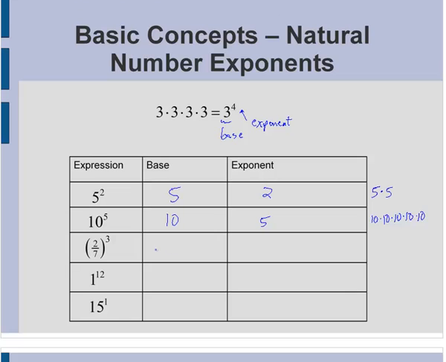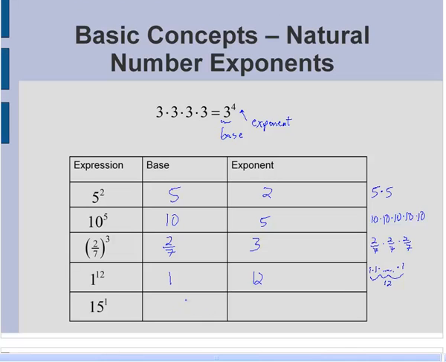Two sevenths to the 3rd power, the base is the entire fraction 2 sevenths, and the exponent is 3. And so that means 2 sevenths times 2 sevenths times 2 sevenths. 1 to the 12th power, the base is 1, the exponent is 12. And so what this means is 1 times 1, and there's a whole bunch of 1s here. In fact, there would be 12 factors of 1.